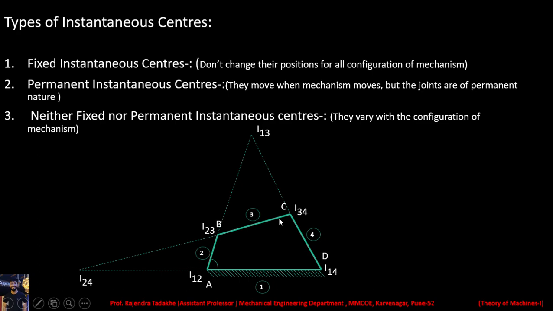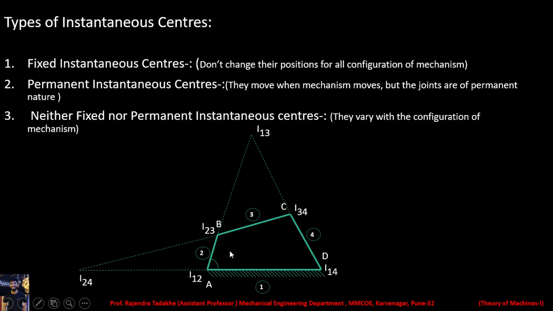Then we can see that if the configuration of the mechanism changes, I12 and I14, which are fixed, will remain at points A and D. But when it comes to the permanent ICRs, I23 and I34, they will remain at B and C, as the joints are permanent in nature.